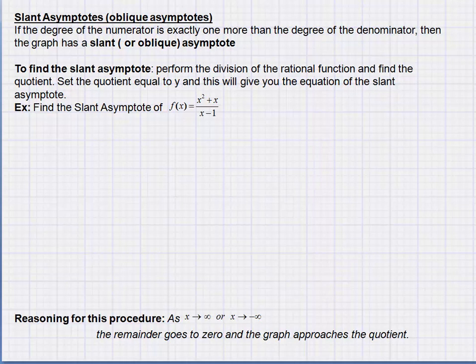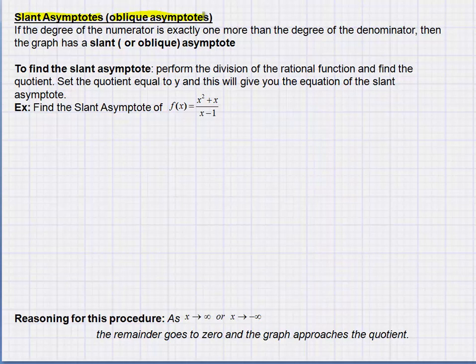Alright, now that we've looked at a couple of rational functions, we need to talk about a third type of asymptote. Now, this third type of asymptote does not occur very often, but it is something that does happen with rational functions, so we need to discuss it. So the idea is slant asymptotes. Sometimes these slant asymptotes are called oblique asymptotes.